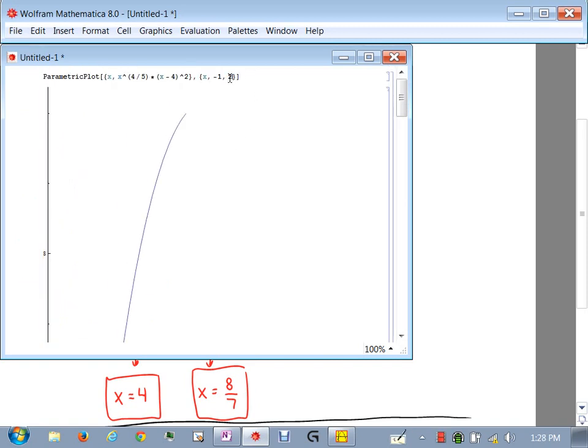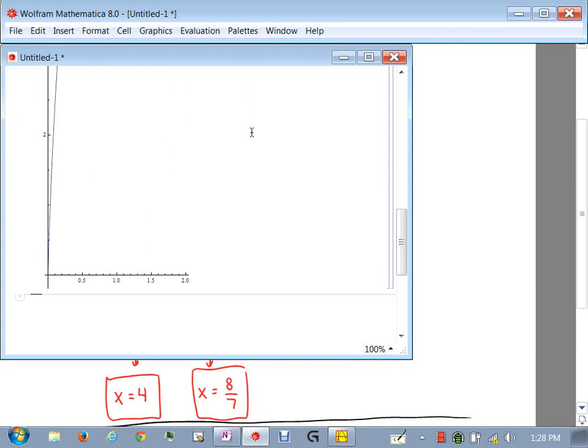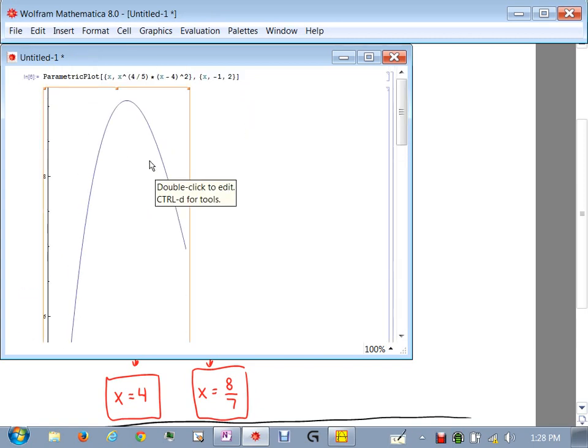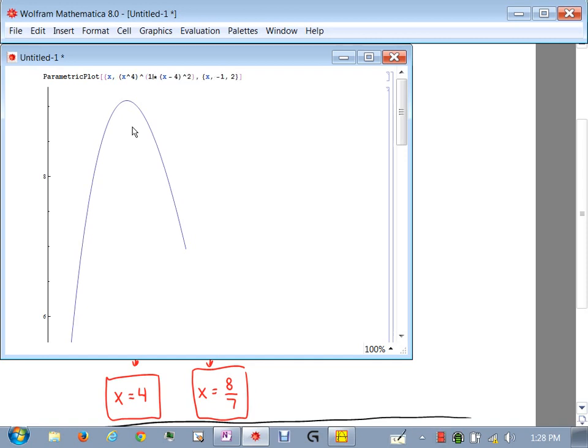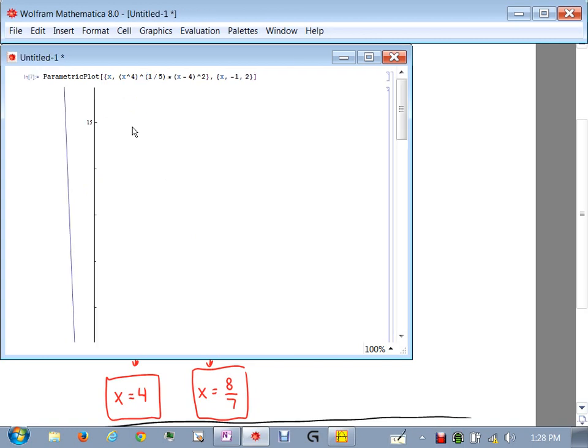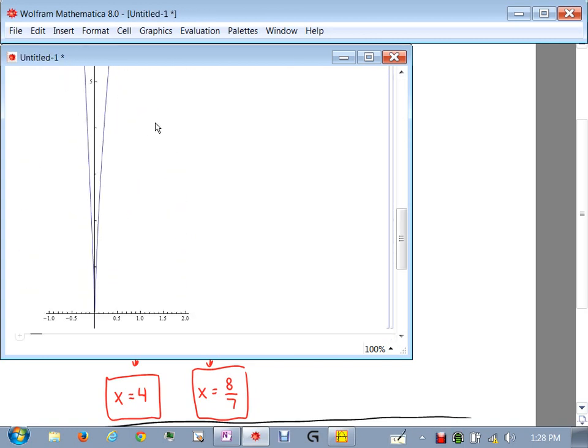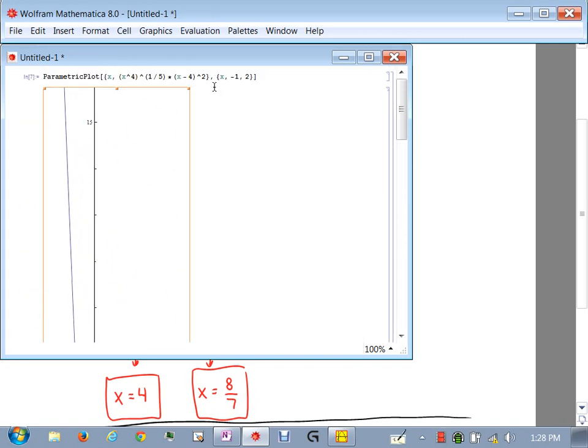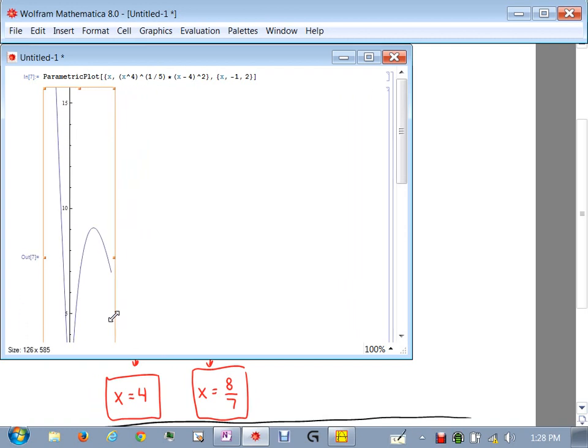Well, I spoke too soon. There's our picture. It's not drawing the left side. It's having trouble with this to the 4/5. So here's what I'm going to do instead. I'm going to say x to the 4th, but then I'm going to raise that to the 1/5. It's not wanting to plug negative numbers in. That's the problem. There we go. Okay. I hope that picture looks a little bit more believable.